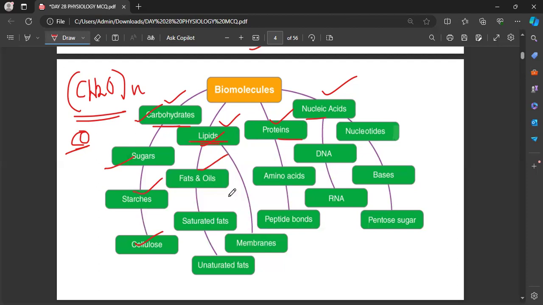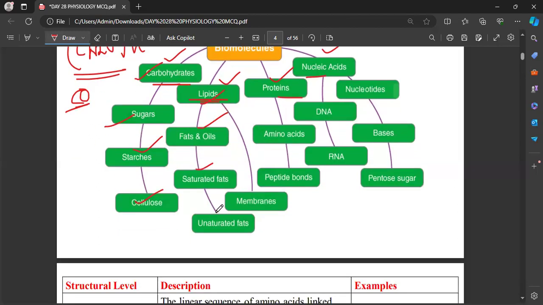So we know these are the fats and oils, and we have two different types of fats: the saturated fatty acid and the unsaturated fatty acid. And these lipids have a major portion in the cell membranes. When it comes to the plasma membrane, lipids secure a major position.